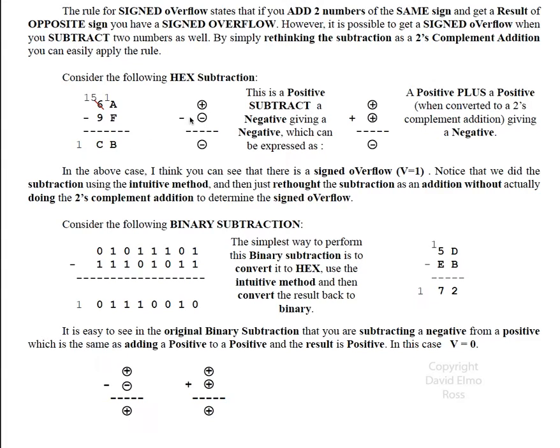So this is a positive, subtract, a negative, but the rule states that if you add, so what we have to do is convert this subtraction into a 2's complement addition. We don't have to do the math, we just have to rethink it. So if we have a positive, subtract, a negative, that's the same thing as a positive plus the opposite sign of whatever this is. So a positive, subtract, a negative is the same thing as a positive plus a positive, and our result here was negative, so a positive plus a positive giving a negative means indeed for this case we have a signed overflow and V equals 1.